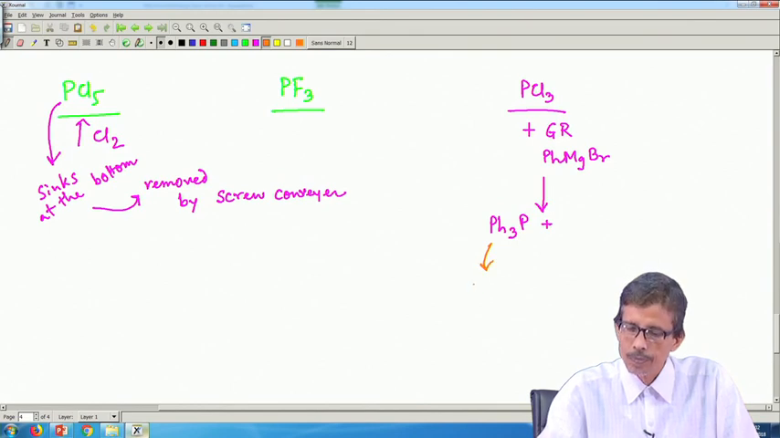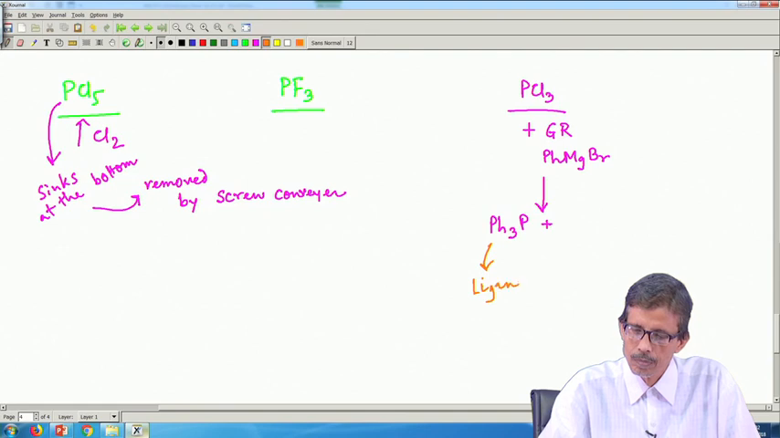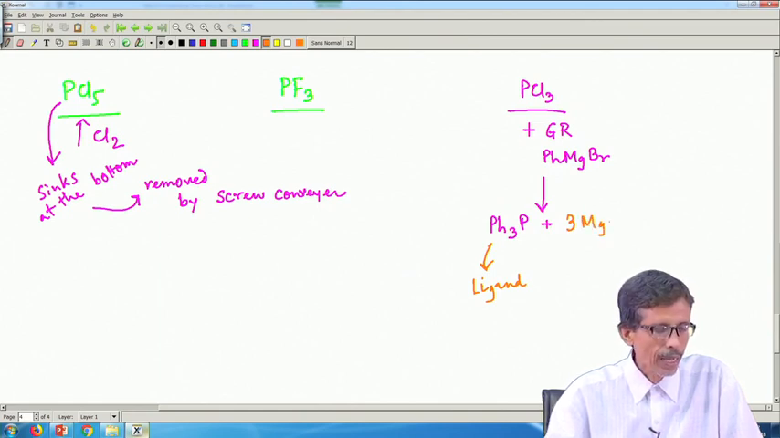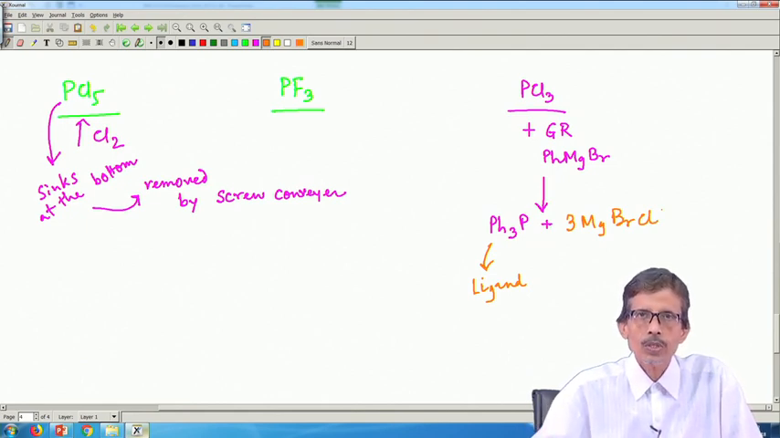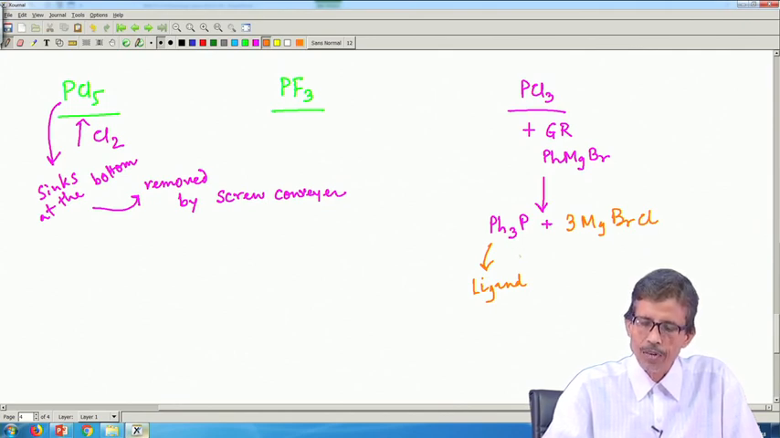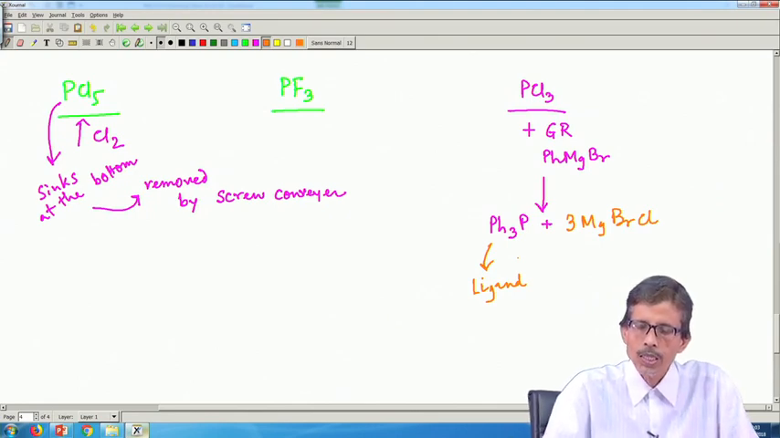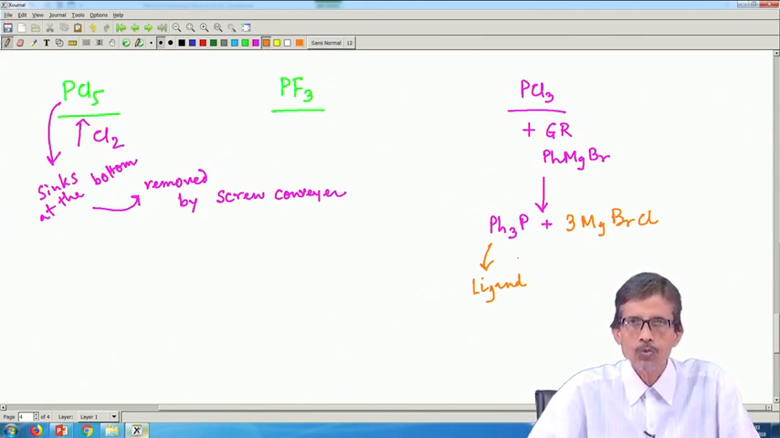This is our ligand, and it is triphenylphosphine. The reaction forms 3 MgBrCl along with triphenylphosphine, which is your ligand. We will consider in our next class how this triphenylphosphine can be useful for making different types of compounds.